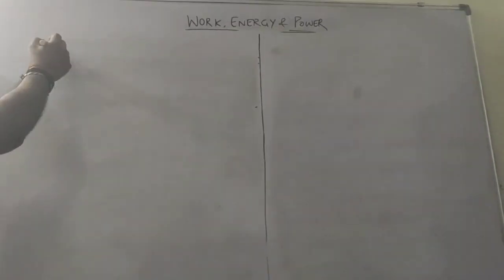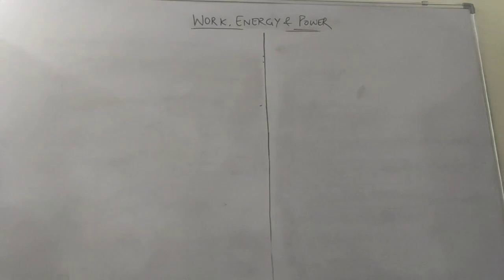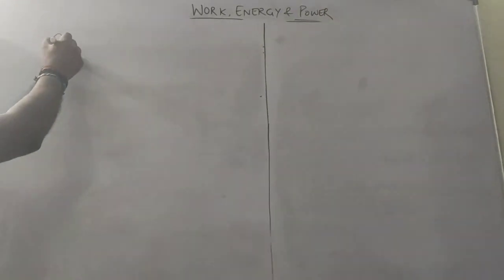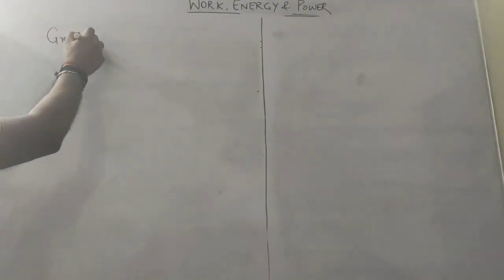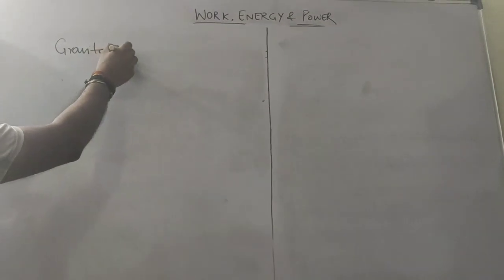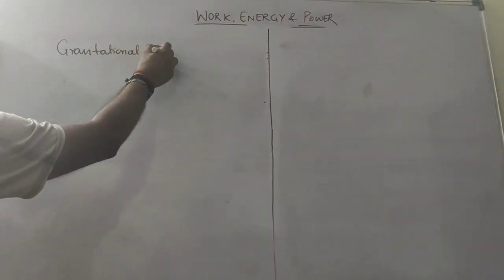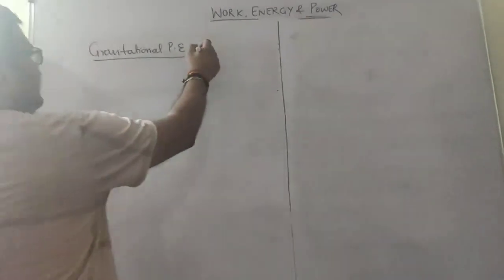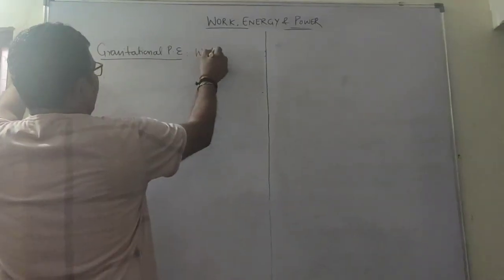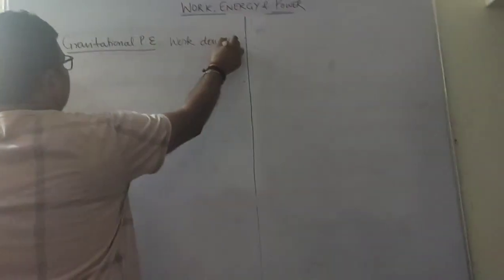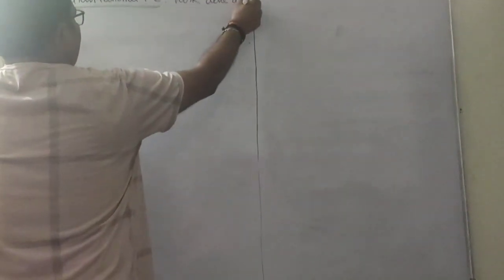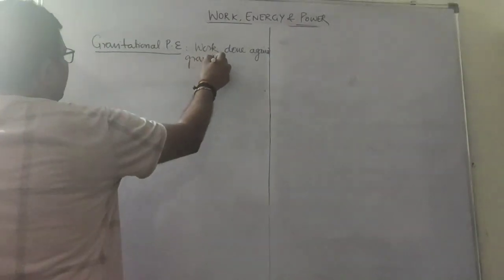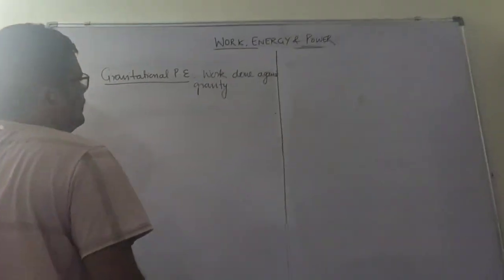Now next is the type of potential energy. There are two types of potential energy I have discussed. Gravitational potential energy. So, the expression for gravitational potential energy. It is work done against gravity in moving an object or body.